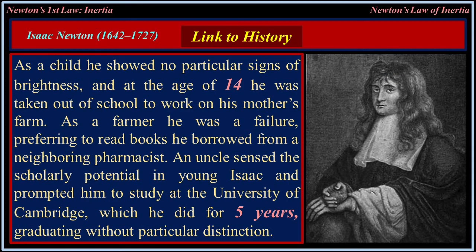As a child, he showed no particular signs of brightness, and at age 14, he was taken out of school to work on his mother's farm. As a farmer, he was a failure, preferring to read books he borrowed from a neighboring pharmacist. An uncle sensed this scholarly potential in young Isaac and prompted him to study at the University of Cambridge, which he did for 5 years, graduating without particular distinction.